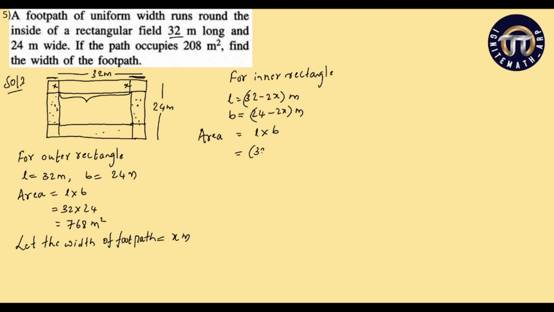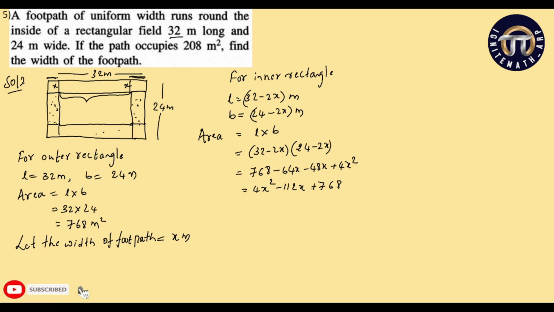So that is (32 minus 2x) into (24 minus 2x) again. So multiply it. 32 into 24, 768. Then minus 64x, minus 48x, plus 4x squared. So I get this one as, when I bring it in the standard form, 4x squared. So later when you add these two, minus 64 minus 48, that is going to be minus 112x plus 768.